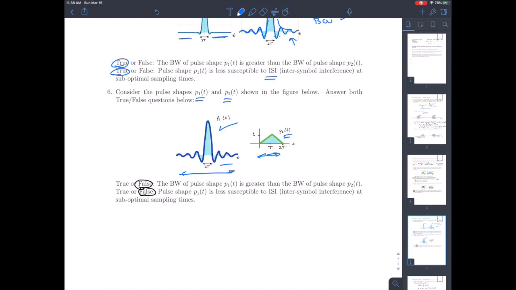Next, pulse shape P1 is less susceptible to intersymbol interference at the suboptimal sampling times. That is not true because of these tails. These tails extend over into several intervals. This one, the tails only extend over into one symbol interval. So on the scale that we talked about in class, P1 had less immunity to intersymbol interference than P2. So that answer is false.